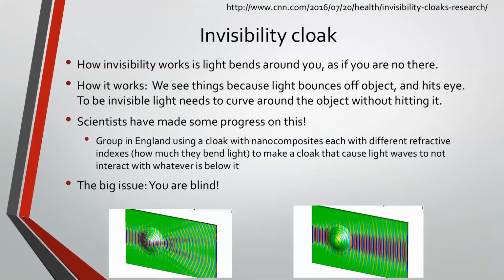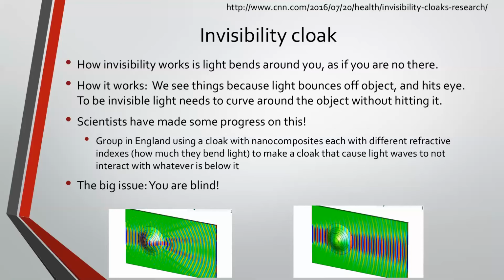If you want pure, real invisibility, what you need is that when the light comes at something, it doesn't bounce off it, but goes around it and comes out the other side like it isn't there. So this is pretty crazy. This group in England, which there's a link up here with to the paper, made a cloak, an actual piece of fabric that consists of nanocomposite little particles.